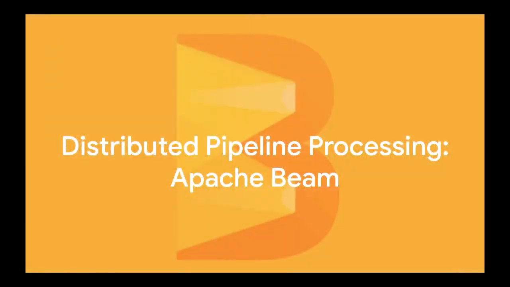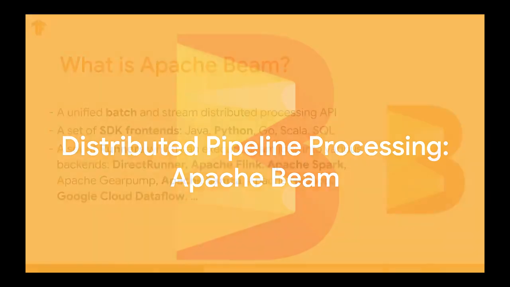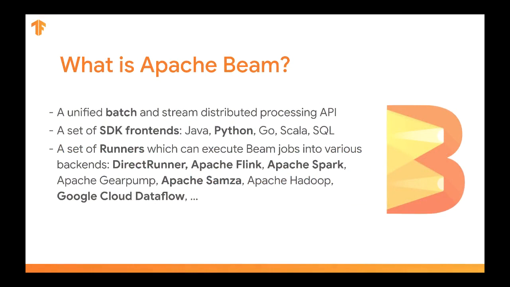So along the way, we need to be able to process large amounts of data in situations that might require large compute resources. And to do that, we use distributed processing pipelines. And to use distributed processing, we use Apache Beam, which is an abstraction layer on top of other distributed frameworks, such as Apache Spark or Flink or Google Cloud Dataflow.